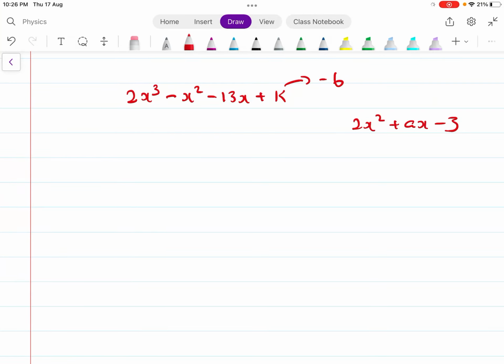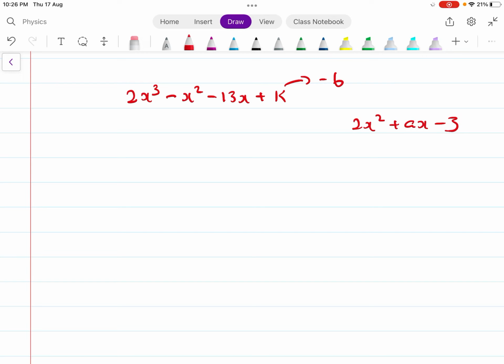Alright, so let's go through this polynomial question. We are given this polynomial where k is equal to -6, right? They tell us that the quadratic expression 2x squared plus ax minus 3 is a factor. So find the value of the constant a. So how do we do this?